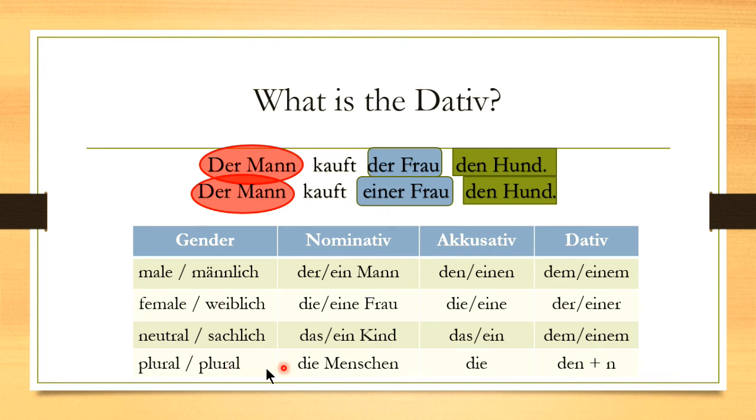Okay, and there is actually a special case for the plural. So if we would want to say that the man buys the dog for the children, we would have to say, der Mann kauft den Kindern den Hund. So in the plural, not only do we change the article, we also add an N to the plural noun. In this case, I used Kind. The plural would be Kinder, and in the dative, it would be den Kindern.